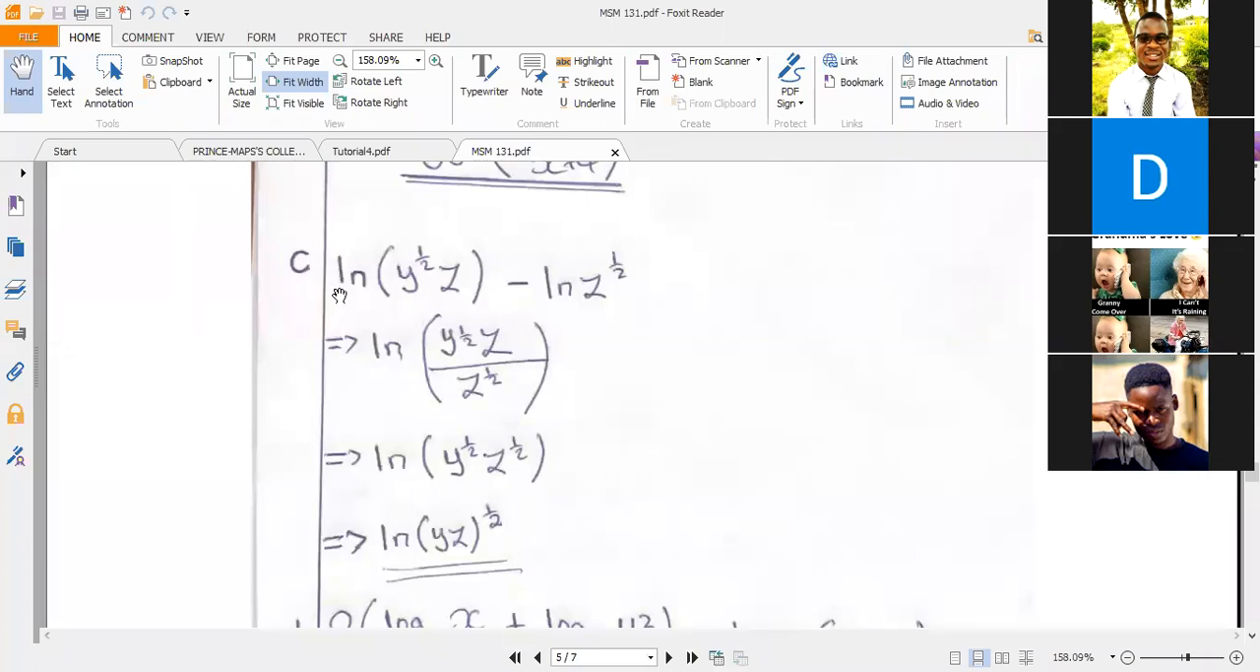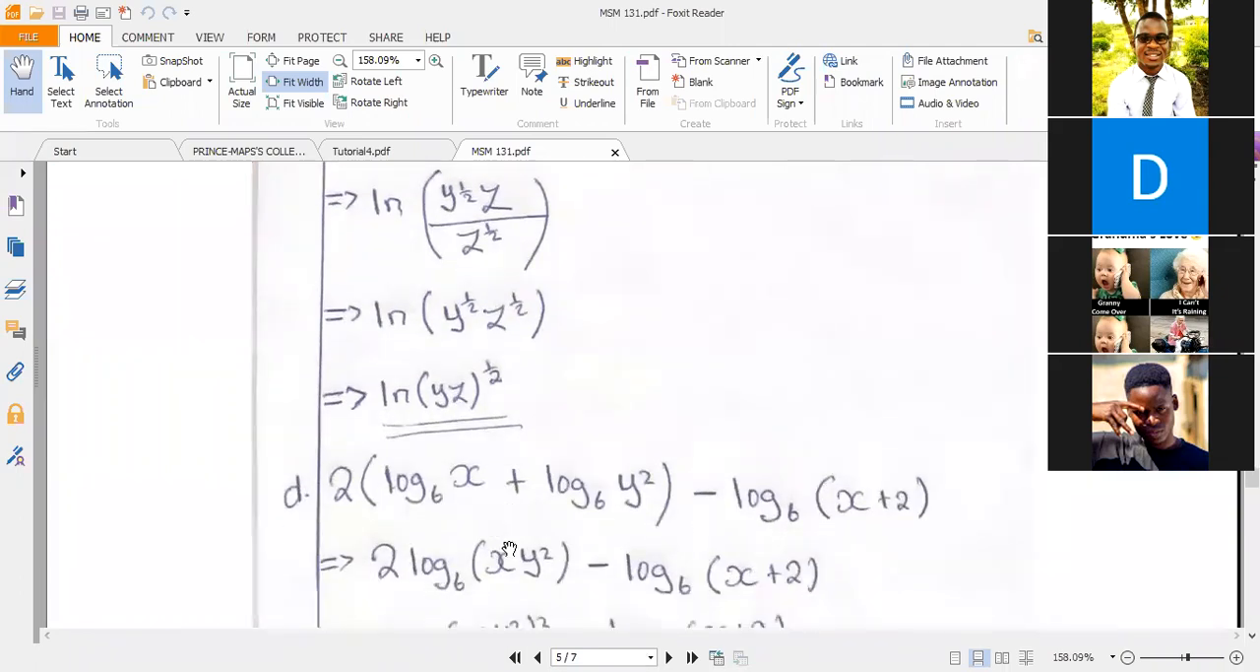So I'll repeat. ln y to the power half z minus ln z to the power half. This is the same as ln y to the power half z over z to the half. So z divided by z to the half is the same as z to the half. So you are going to have ln of y to the power half and z to the power half, and this is equal to ln of yz to the power half. Okay, and we are done with that question.